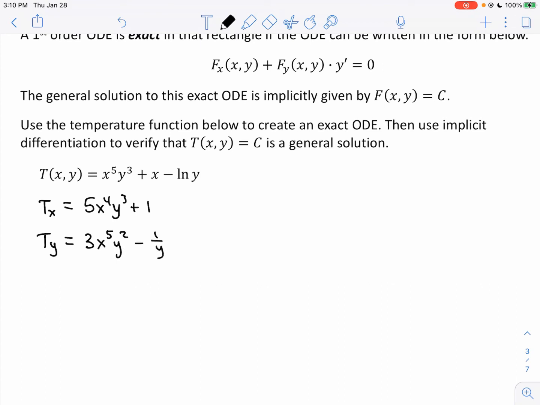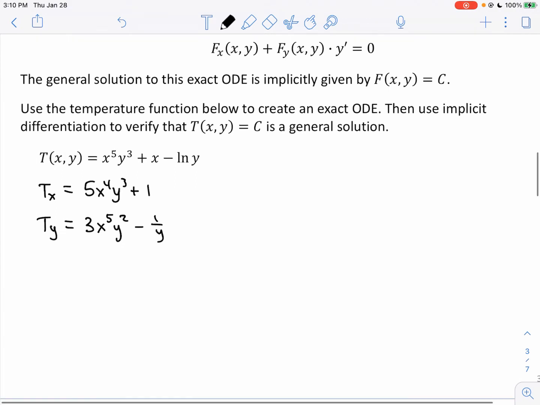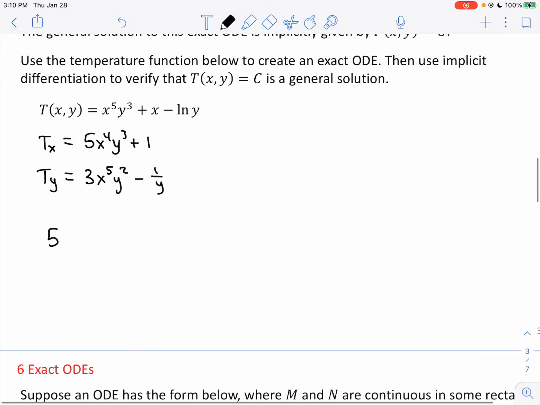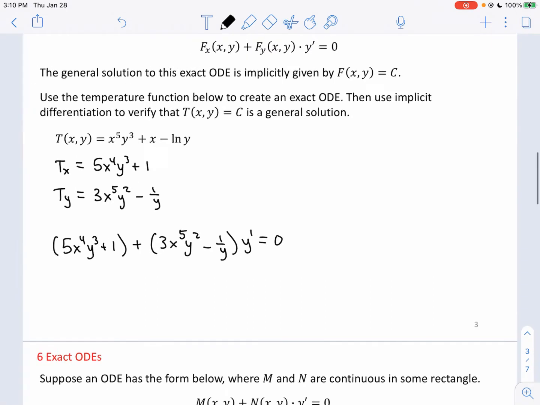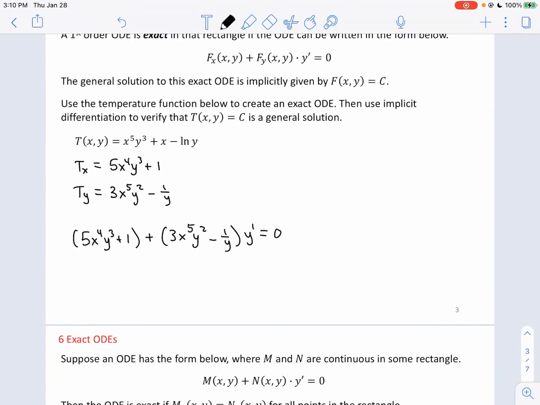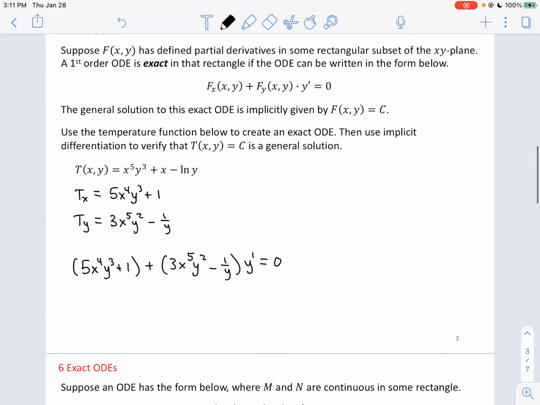So if I take this tx and I write it first, so 5x to the 4th y cubed plus 1. I'll go ahead and put it in parentheses, although you don't need to. And I add to this the ty, which is, and this one should be in parentheses because it's going to be multiplied by y prime, times y prime, and set this equal to 0. And just like that, we've created a differential equation that's considered to be an exact differential equation.